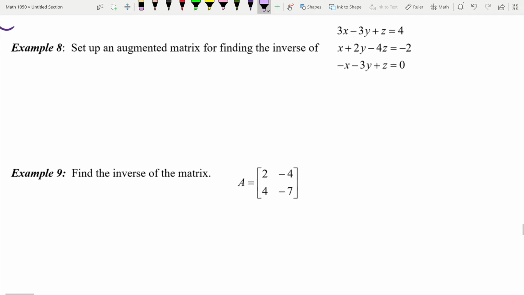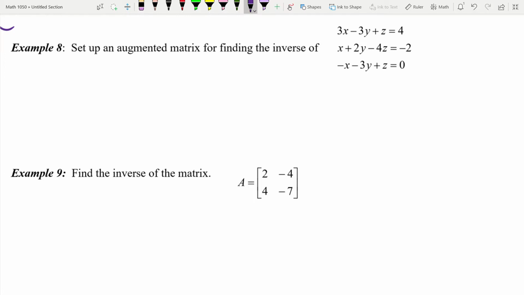Okay, here we go with 8. Set up an augmented matrix for finding the inverse. I do think you're going to have a problem on your final that says find the inverse. There was one last semester, okay? Here's how you set it up.